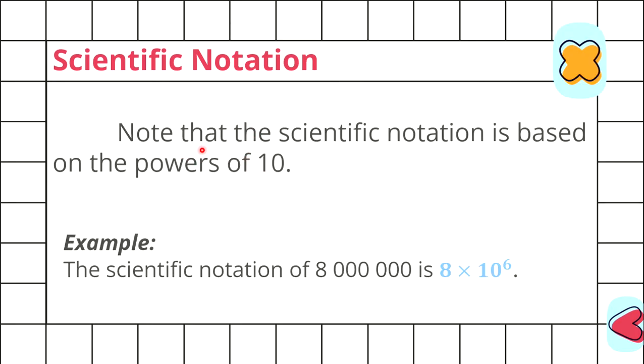Take note that scientific notation is based on the powers of 10. For example, the scientific notation of 8 million is 8 times 10 raised to 6. As you can see, it's based on the powers of 10. Later on, you will know how to convert standard form into scientific notation.